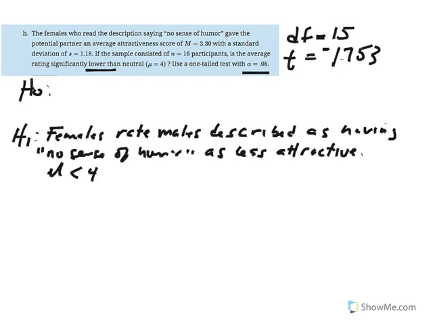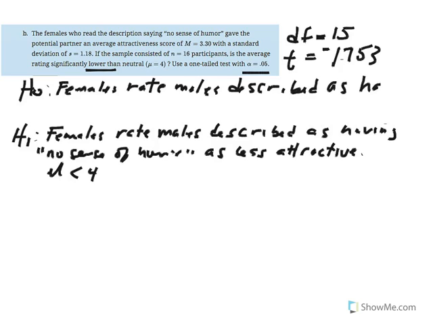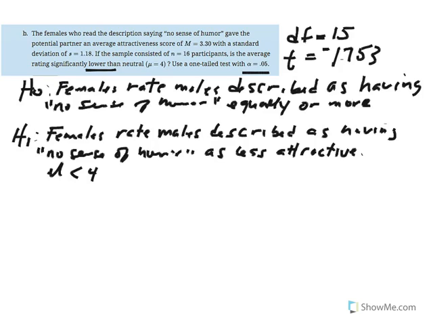And the null would state that females rate males described as having no sense of humor equally or more attractive than neutral, than a rating of neutral. So mu would be greater than or equal to 4.